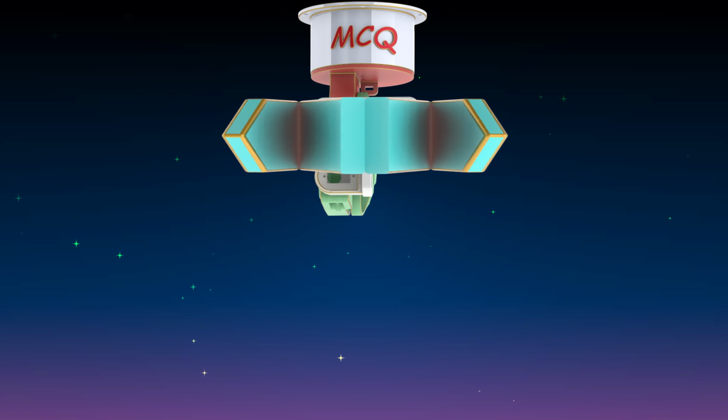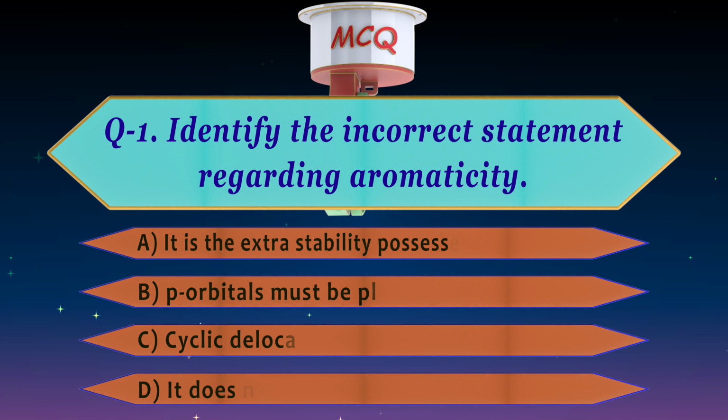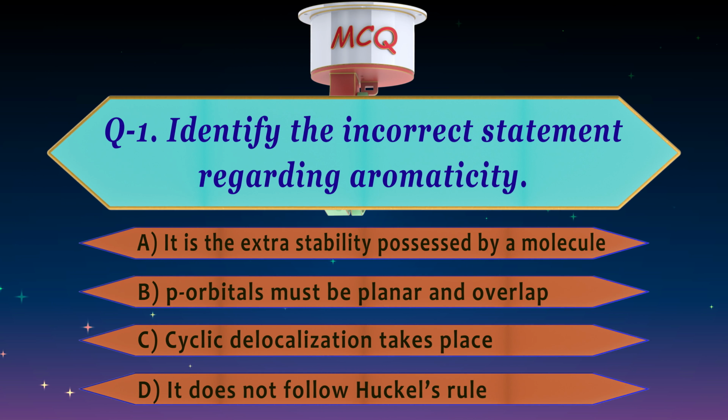Now let's discuss the MCQs related to this lecture. First question is, identify the incorrect statement regarding aromaticity. First statement is, it is the extra stability possessed by a molecule. Yes, definitely an aromatic compound is more stable than the other one. Second option is, p orbitals must be planar and overlap. Yes, this is a condition for aromaticity. Third is, cyclic delocalization takes place. Yes, this is also true, but the last one says it does not follow Huckel rule, so this is wrong. The second condition we have for aromaticity is that it follows the Huckel rule, that is 4n plus 2 pi electrons.